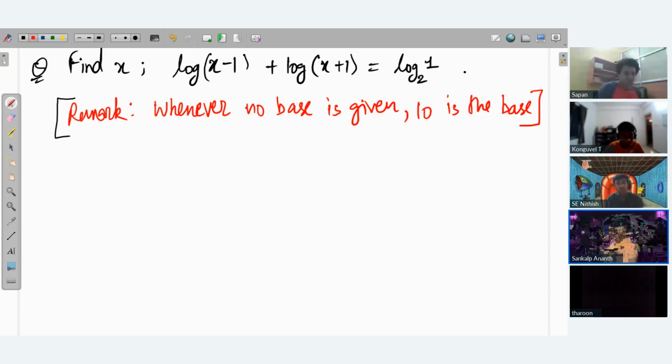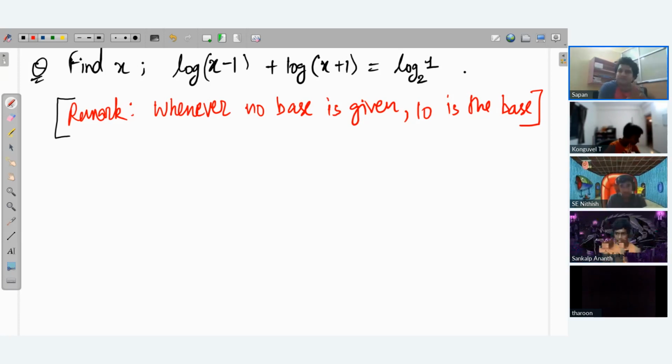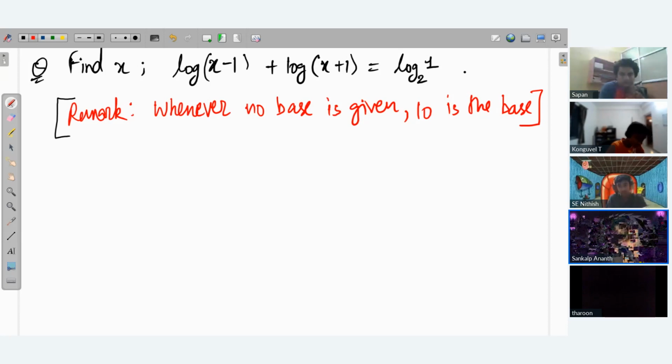Sir, is x 0, sir? No, I don't think so. Because if log is 2 and which is equal to 1, it will be 0, because 2 to the power of 0 is only 1, right, sir? Yeah, but that's the right hand side, that is 0, but we don't know about the left hand side. We don't know what x is. Calculate it properly.